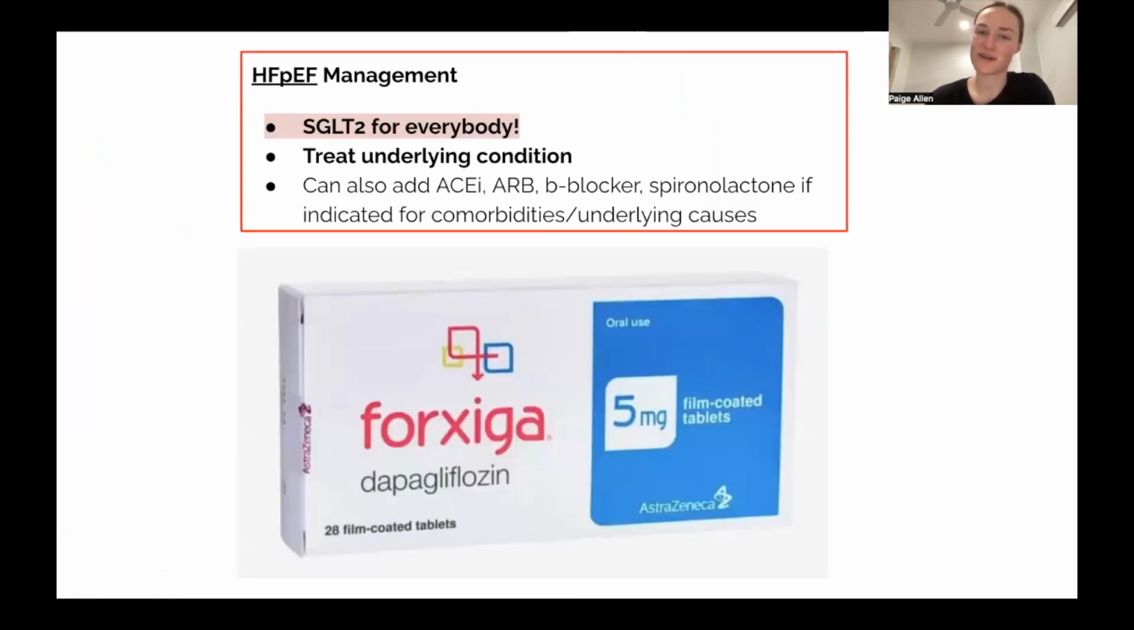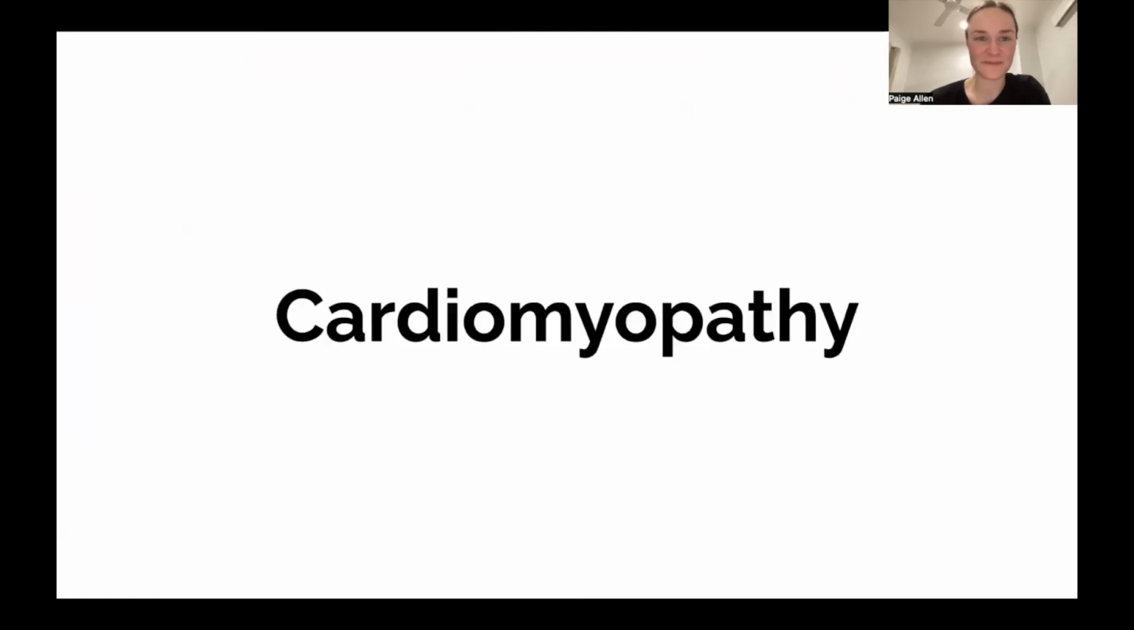HFpEF management is much, much simpler. It's an SGLT2 inhibitor for everybody, and treat the underlying condition, right? If they have any comorbidities, really try to maximize your management of those. That's all you need to know. Fantastic, we got through heart failure.